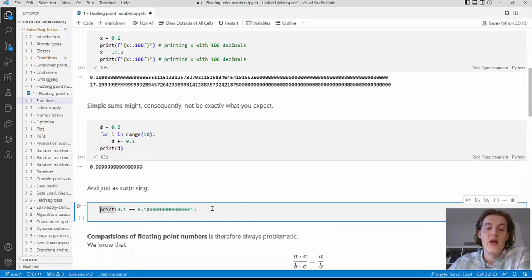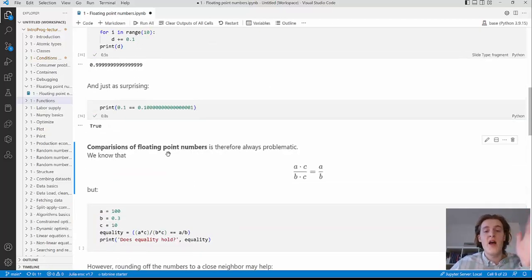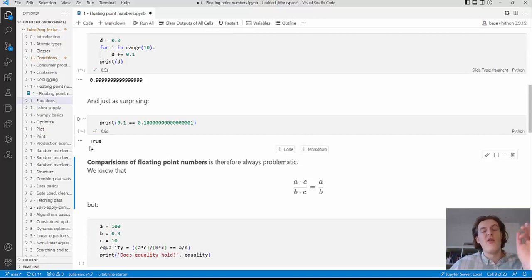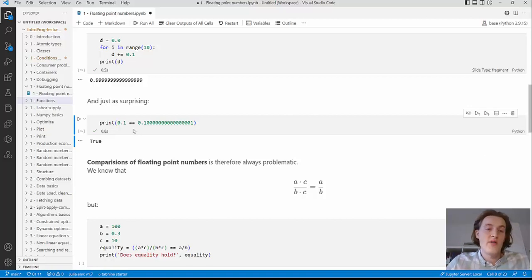Another thing, and this is pretty dangerous and can happen a lot, is that you shouldn't test whether or not floating point numbers are equal to each other using the equal sign. Because, for example, if you ask whether 0.1 is equal to 0.1 with a bunch of zeros and then 1, so something a tiny bit different, Python will actually say yes, that's equal, even though it's not exactly equal. And the opposite can also happen a lot.